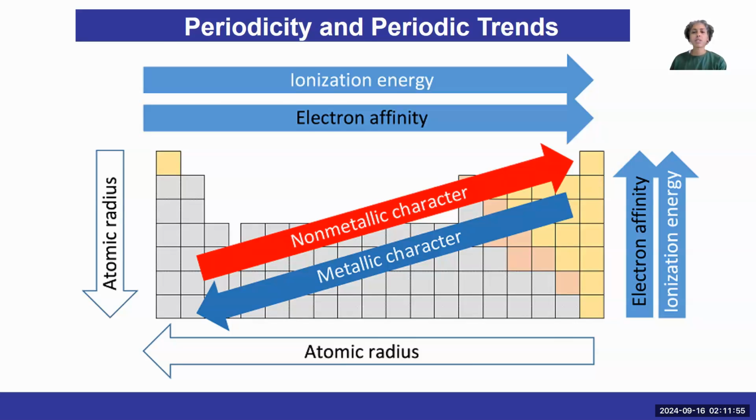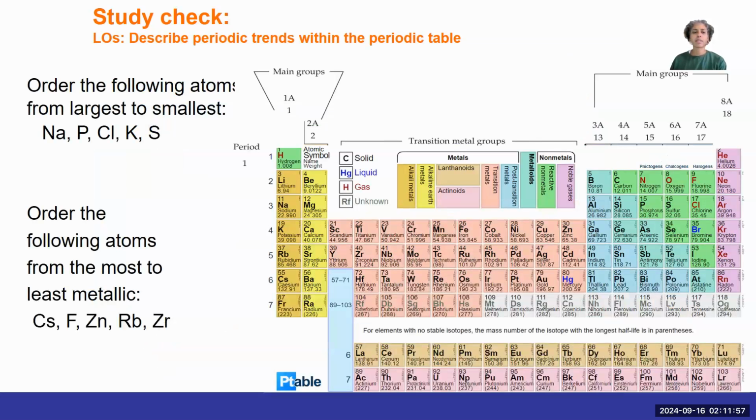Okay, so let's do a little bit of practice. Let's order the following atoms from largest to smallest and from most metallic to least metallic. Pause the video and see if you get the answers right, and come back when you're ready to check your answers. Are we ready?